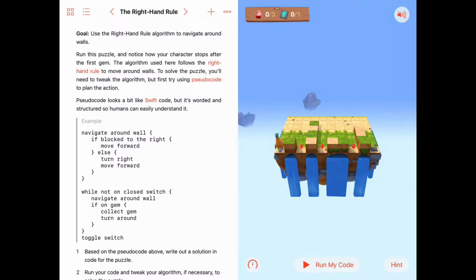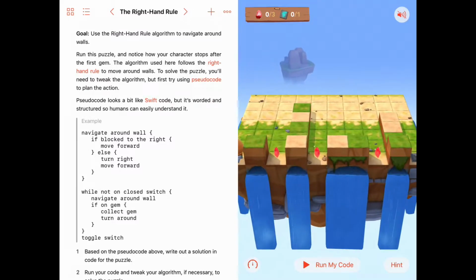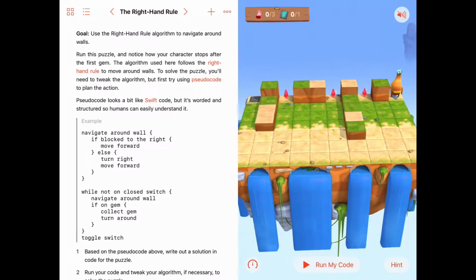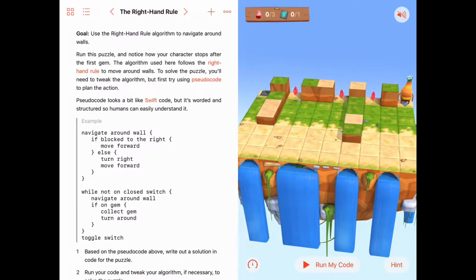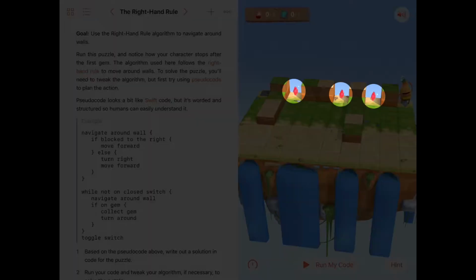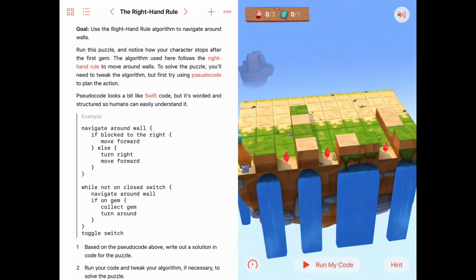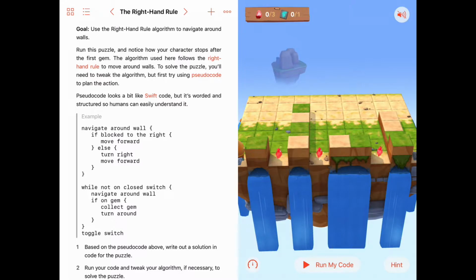But right now, let's look at what we need to do in this puzzle. The goal here says we should use the right-hand rule algorithm to navigate around walls. And we're going to run this puzzle a few times here to look at these walls. First, let's take a look at it here. So it looks like Byte needs to get, this one could be tricky. We've got some gems that are located in between these walls, and the walls are of different lengths. Well, let's look at the pseudocode here, at least part of this pseudocode.